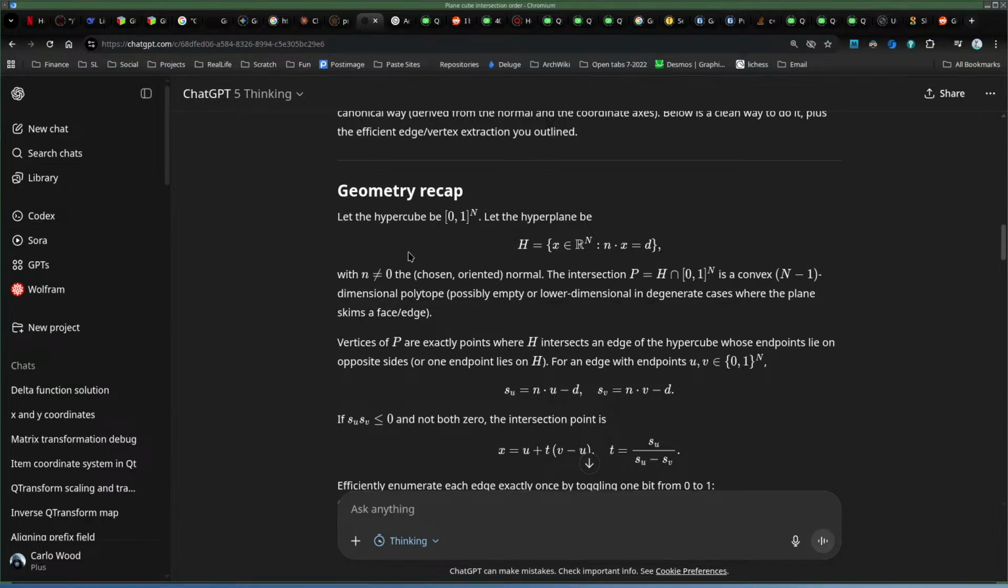Geometric recap. Let the hypercube be [0,1]^n. Let the hyperplane be H = {x element of R^n : n dot x = d}. That's the same as I already used, with n unequal 0. I chose an oriented normal. The intersection P is H intersected with the hypercube.